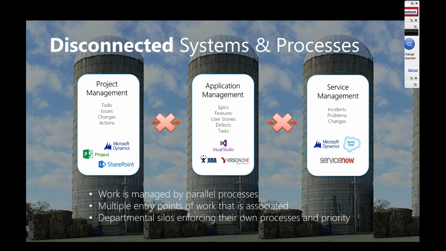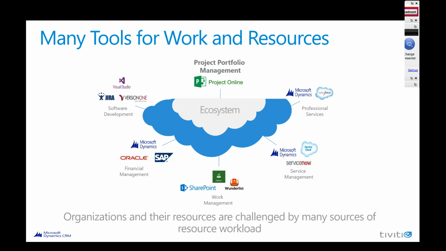And this work is managed in parallel and sometimes competing processes. Resources have to go to multiple entry points to monitor and see what's on their plate and even feedback status, being a frustrating type of proposition. Also, it's very difficult to get an idea of what the organization's priorities are if this work is being assigned from totally different silos of information. So ultimately, having many tools for work and resources can lead to a pretty complex ecosystem of software solutions, spreadsheets, and other mechanisms to manage resources and their work.